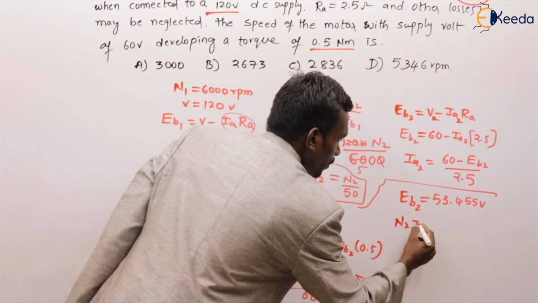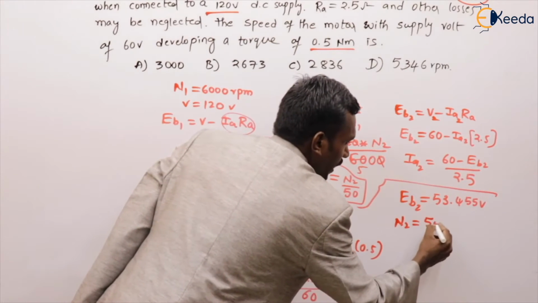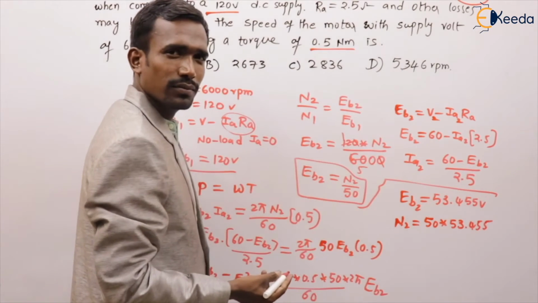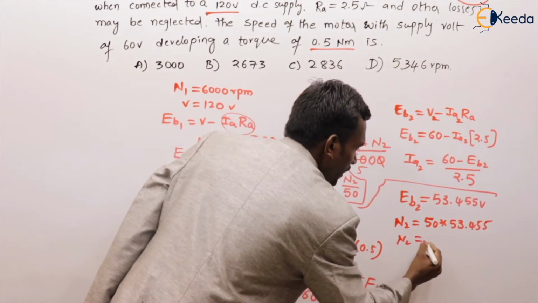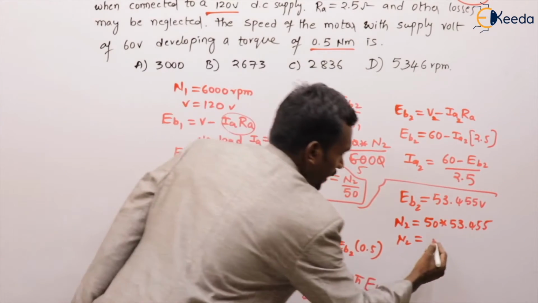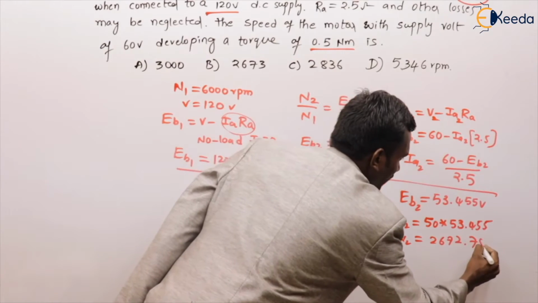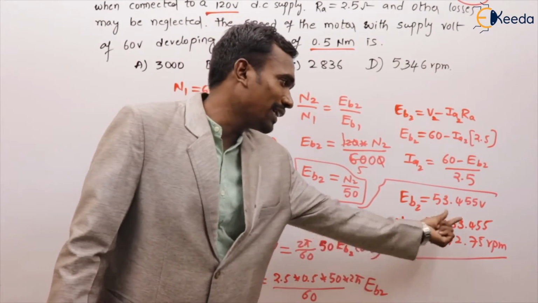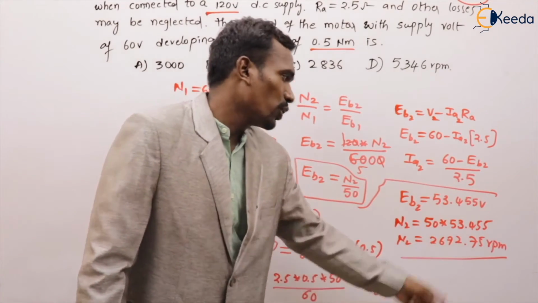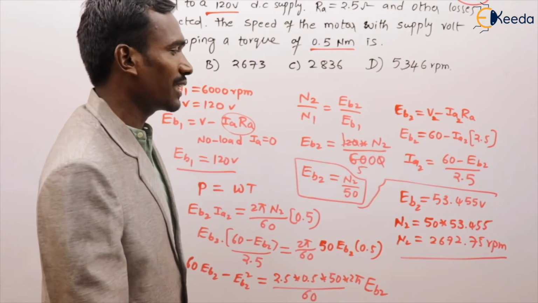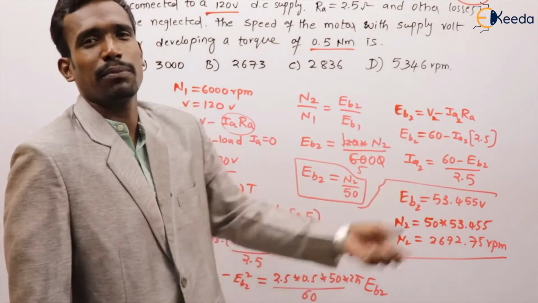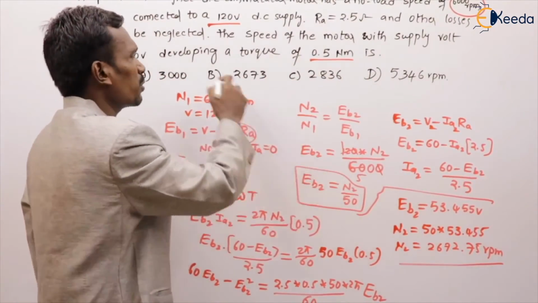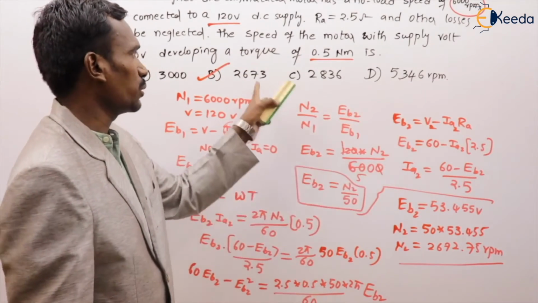N2 is equal to 50 into EB3. Then tell me what is the answer. N2 is equal to 2672.75 RPM. You can get the N2 value. If you multiply these two, you get 2672.75 RPM. Tell me what is the answer now? Which of the following is the correct answer? Yeah, mostly this is the correct answer because it is the nearer value.